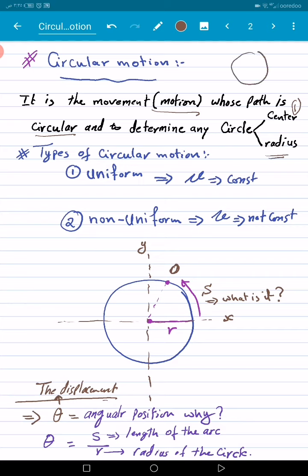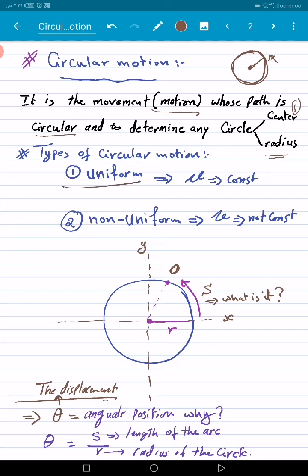So if the motion moves in a circle, we call this kind of motion circular motion, and we can determine or find it from the circle with two important things: its center and its radius. So that is the meaning of the definition.